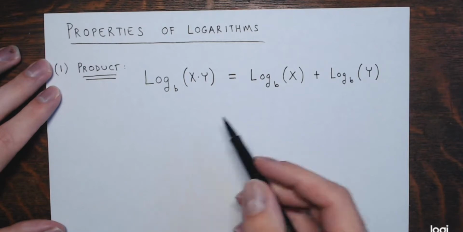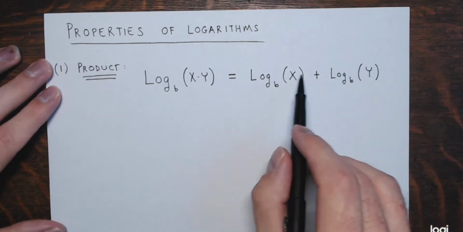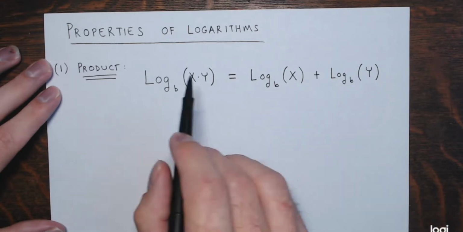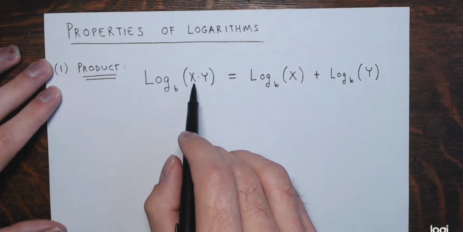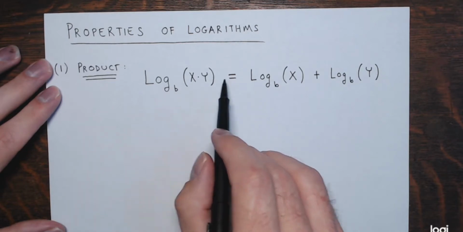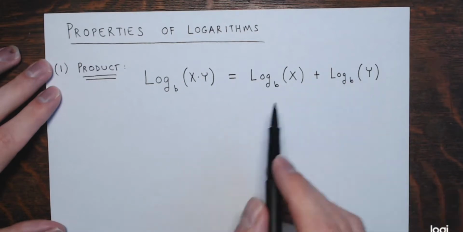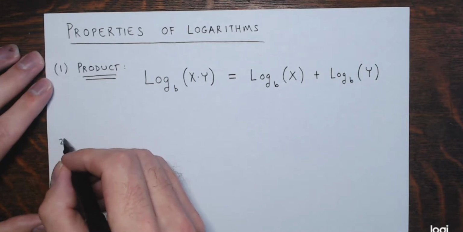And vice versa. If you see the sum of 2 logarithms with the same base, you can put them together, make it a single logarithm, and the argument of the new log will just be the product of the arguments of the other logs. All right. That's the product rule, the product property.